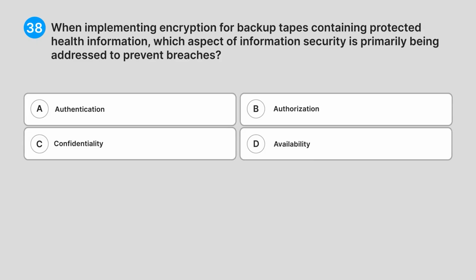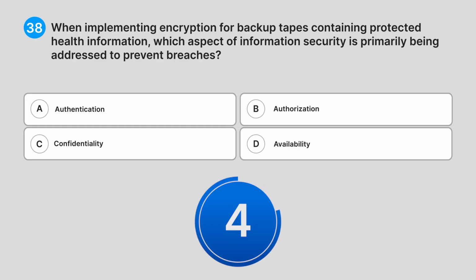38. When implementing encryption for backup tapes containing protected health information, which aspect of information security is primarily being addressed to prevent breaches? A. Authentication. B. Authorization. C. Confidentiality. D. Availability.